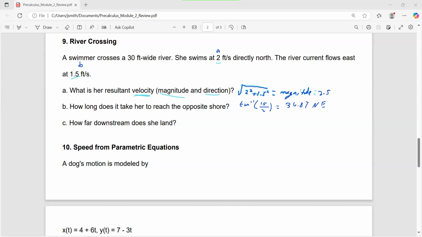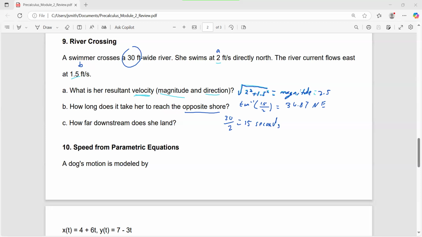Part B then says, how long does it take her to reach the opposite shore? This is as simple as you can make it. It's a 30-foot wide river. You're going at the speed of 2 feet per second. So what's 30 divided by 2? So it'd take you 15 seconds to go across the river.